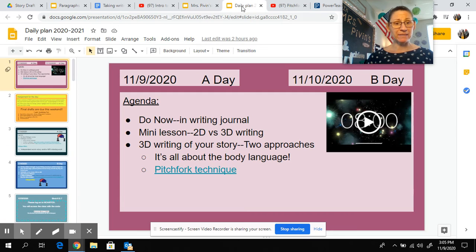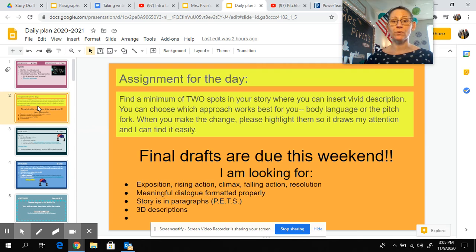Then your last plan is to go into your story and find a minimum. Now, if you're really working on this story and you really want to get a great grade, you're not going to stop at 2. You're going to really keep pushing.